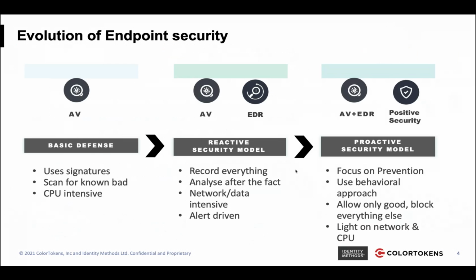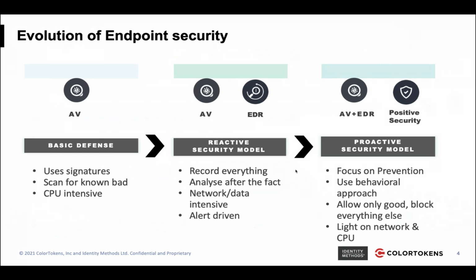Then it evolved into a more reactive security model, so this is AV and endpoint detection. These record everything that's happening on an endpoint and analyze after the fact, basically saying, okay, we're going to try and stop malicious things spawning and processing. But these were very network and data intensive, so they demanded a lot of resources on that particular workload, which wasn't always optimal.